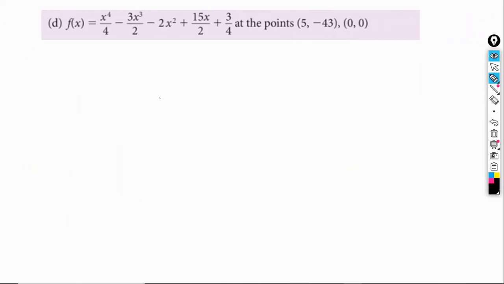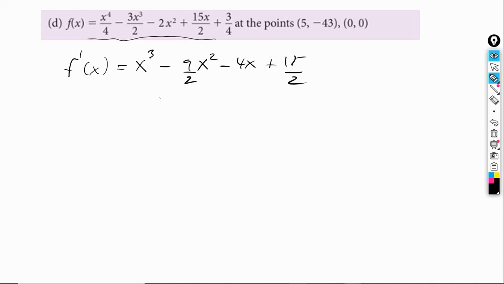Okay, very well. So now we are on letter D, and this is a polynomial. The only thing is that it has a bunch of coefficients that are fractional, but don't let that scare you. The same rules apply, right? So let's find the derivative. The derivative of this would then be, bring down the 4. So 4 times x is 4x divided by 4 is 1. So we don't even bother writing a coefficient because it's just 1. So x cubed minus 9/2 x squared minus 4x plus 15/2. This last term would just be 0, right? So 15/2 here.